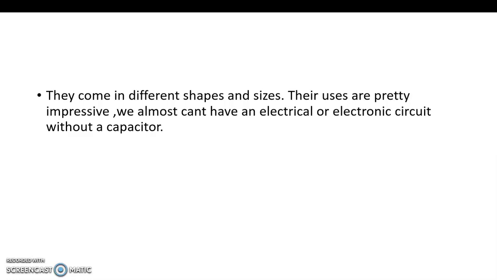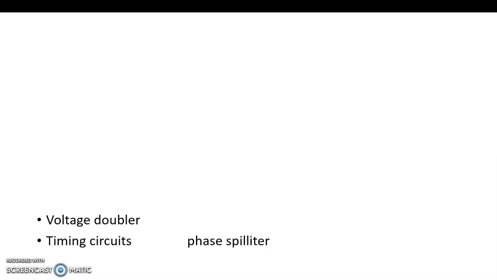Your Wi-Fi, your mobile phone, your television, your radio, your stabilizer, your UPS, your electric fan, your washing machine, your dishwasher, your microwave. These are many devices that do have a capacitor in them. So like I said, it's almost impossible to have an electrical or electronic circuit without the capacitor. Your adapter, meaning your chargers for your laptop, for your mobile phones, they do have capacitors in them.